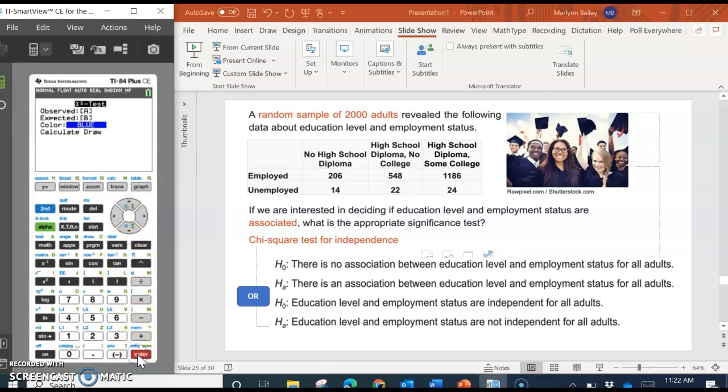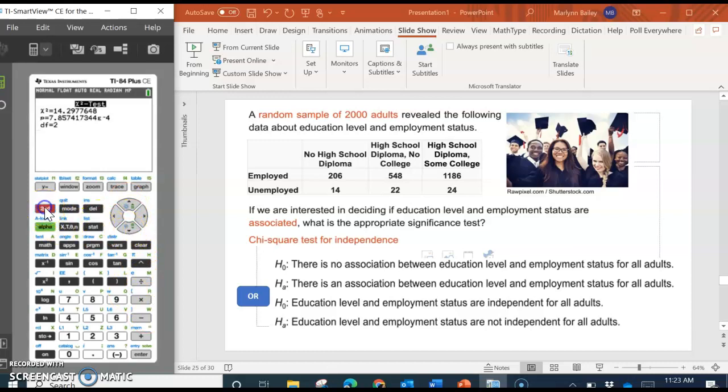Observed is in A. Expected I want in B. And I'm going to calculate. Remember, you can draw if you like, but I like to hit calculate because it shows my degrees of freedom. So it gives me my chi-squared, it gives me my p-value. Remember, this is scientific notation here, so I know it's moving that decimal place over 4 times towards the negatives, which is a very small p-value. And yeah, so I can see everything there.